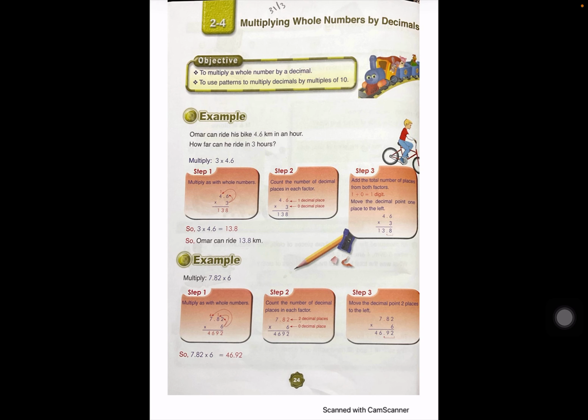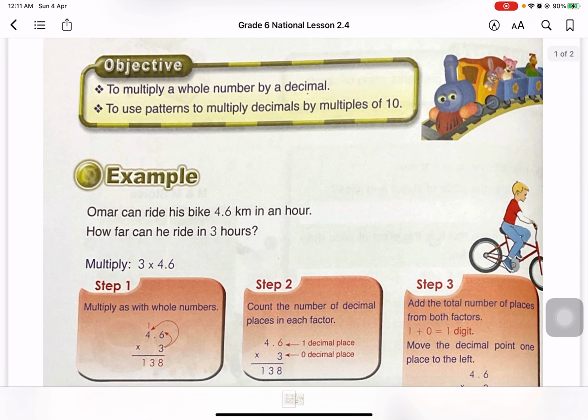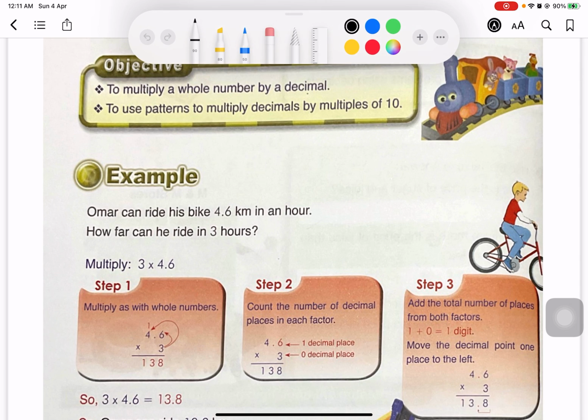Example. For example, they are going to solve one question for us. Omar can ride his bike 4.6 kilometers in an hour. The question is, how far can he ride in 3 days? He can ride in his bike in 1 day 4.6.